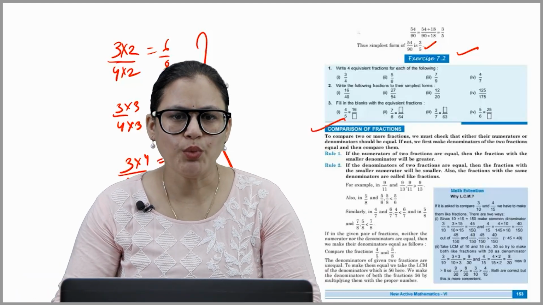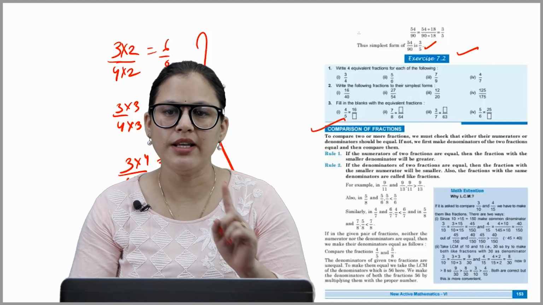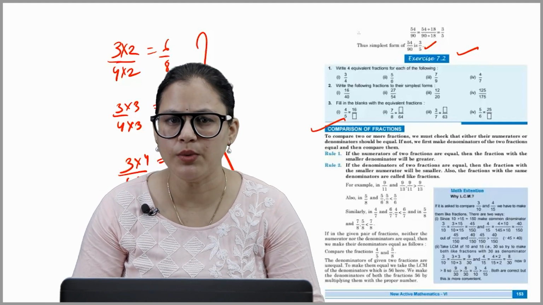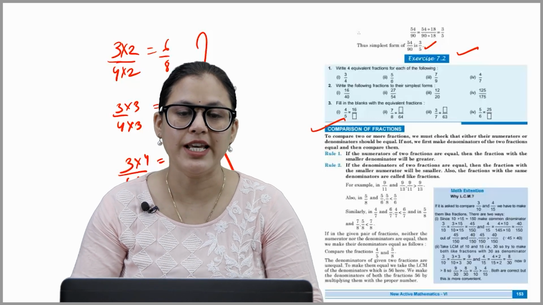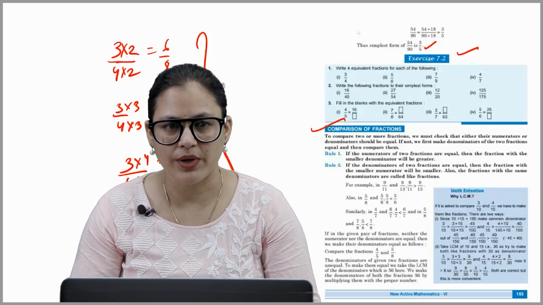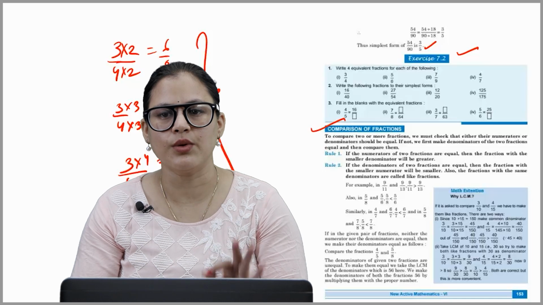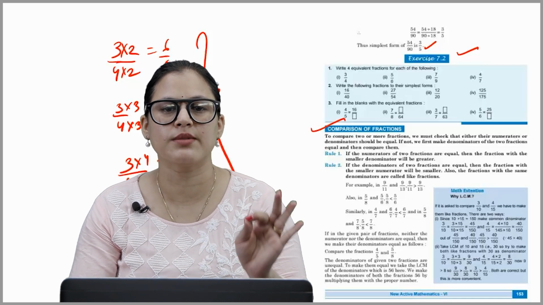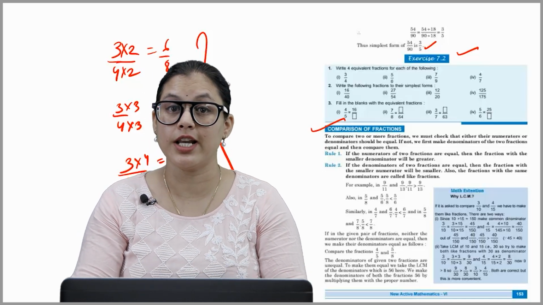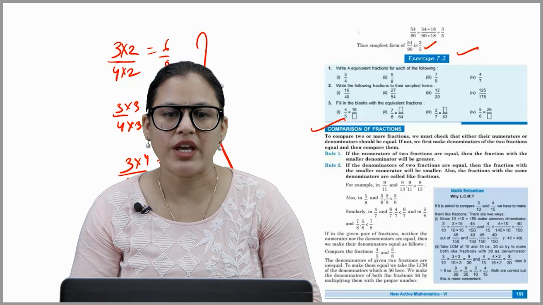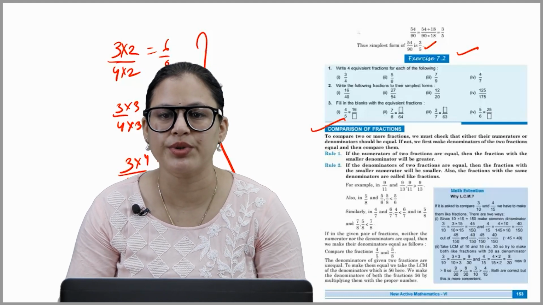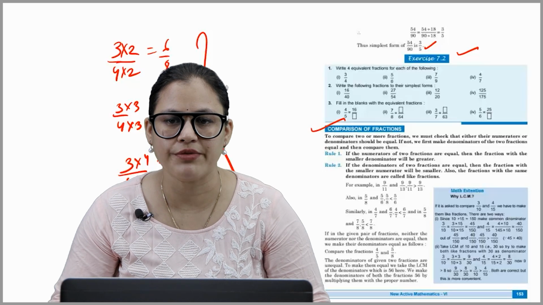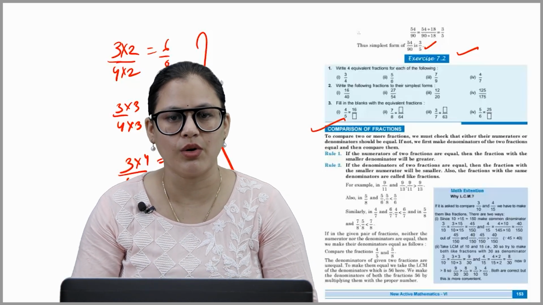To compare 2 or more fractions, we must check that either the numerators or denominators should be equal. If not, we first make denominators of the 2 fractions equal and then compare them. Rule number 1, if the numerators of 2 fractions are equal, then the fraction with the smaller denominator will be greater. And rule number 2, if the denominators of 2 fractions are equal, then the fraction with the smaller numerator will be smaller. Also, the fractions with the same denominator are called like fractions.